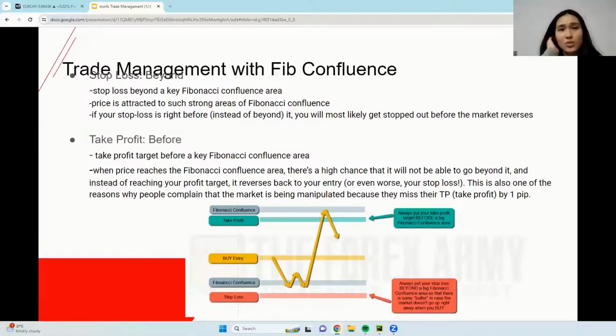Okay, the reason for this once again is that when price reaches the Fibonacci confluence area, there's a high chance that it won't be able to go beyond it because of the resistance at that level. So instead of reaching your profit target, we can often see that it will reverse back to your entry or, worse, your stop loss. And this is another reason why people complain that the market is being manipulated, because they might miss their take profit by 1 pip.